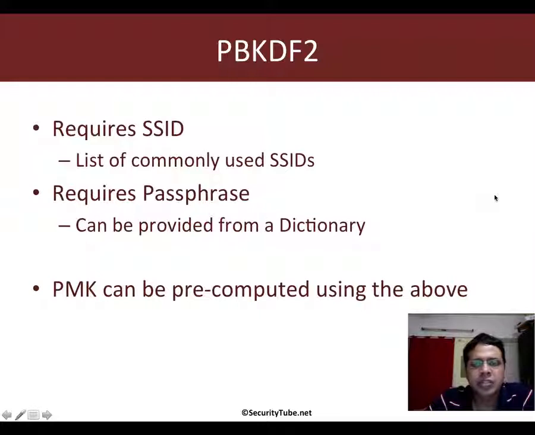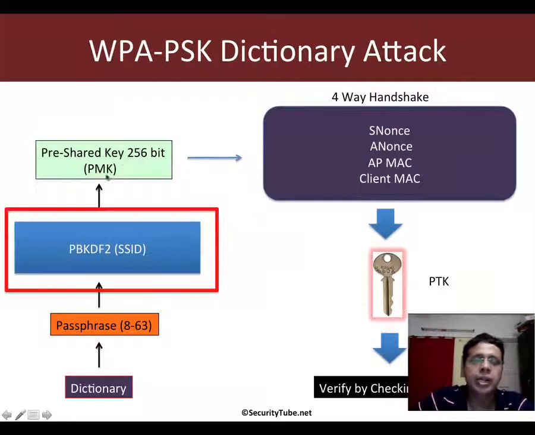Now, if we look at this further, this function requires the SSID. And if you think about it, we could generate a huge list of commonly used SSIDs. And a very good place for that is wiggle.net, where they've tabulated millions of SSIDs and actually ranked them by popularity. At the very same time, the other input to this function is actually the passphrase itself, which can be fed from a dictionary. What this actually means is we can pre-calculate the PMK for a given SSID and for a list of passphrases from a dictionary. And hence, this huge calculation can all be done much beforehand.